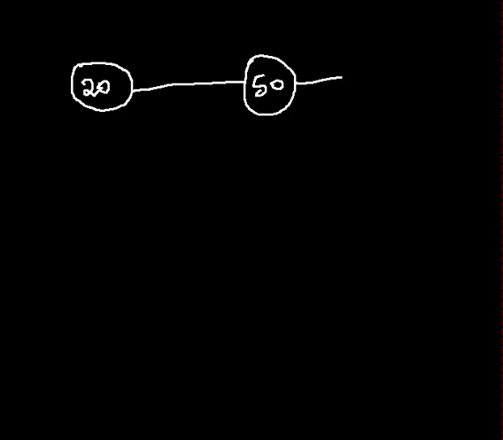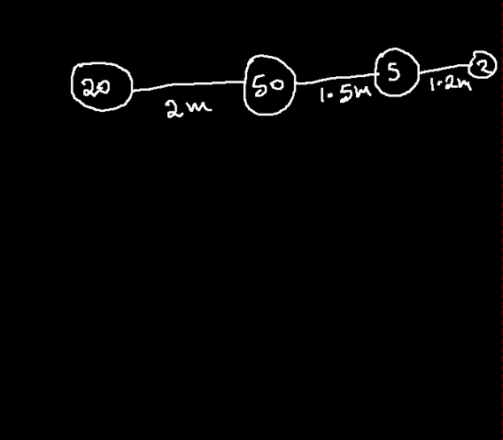Let's say we have now the actual case. This is, let's say, 20 kgs. By the way, the masses have to be in kgs. And let's say this is 50 kgs. And let's say this is 5 kgs. And let's say this should be given as 2 kgs. Let's say this is 2 meters. This is 1.5 meters. And let's say this should be 1.2 meters.